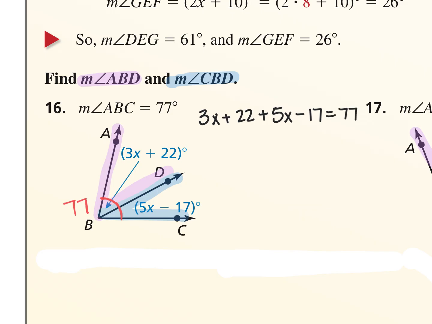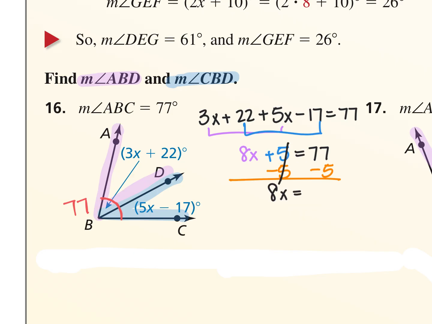Combine what I can. I'm going to combine 3x and 5x. I'm going to end up with 8x. And then 22 minus 17 is going to be plus 5. Keep in mind I still have that 77. Now I'm going to go ahead and just solve a two-step equation. First thing I'm going to do is subtract 5 from both sides. I'm going to end up with 8x equals 72. Then I'm going to divide by 8 on both sides. And x is going to equal 9.